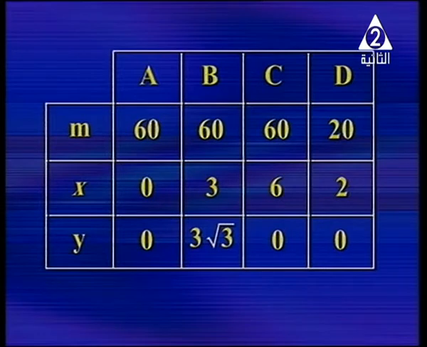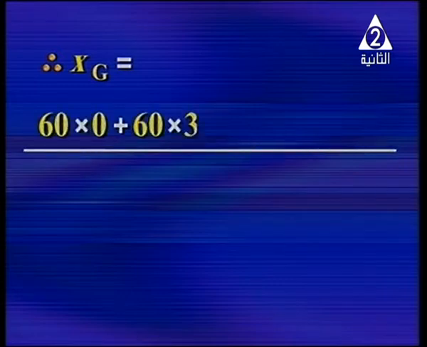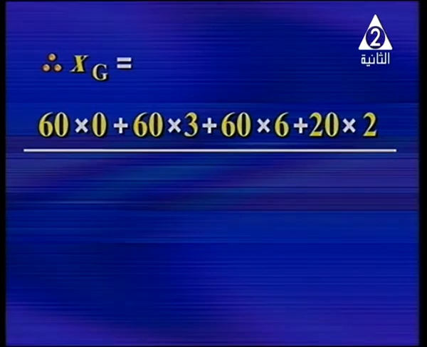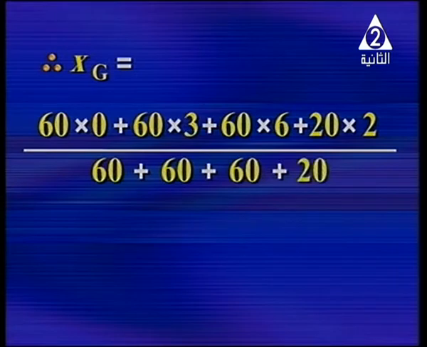By using the rule, what is the rule? Yes, xg equals m1x1 plus m2x2 plus m3x3 plus m4x4 over the sum of all masses, 60 plus 60 plus 60 plus 20. By using the rule, we find xg. xg is 60 times 0 plus 60 times 3 plus 60 times 6 plus 20 times 2, over the sum of the 4 masses. xg is 2.9 centimeter.